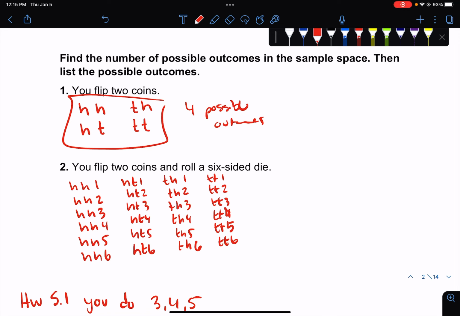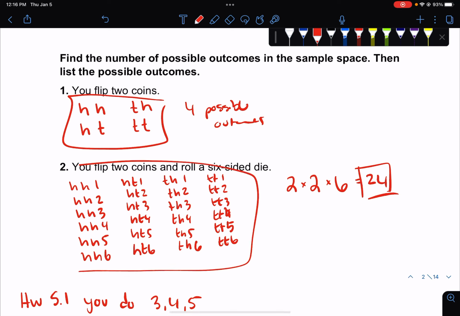All right, so there are all of my possible outcomes. I could count them, or I could say my first coin could be heads or tails, so that's 2 options. My second coin could be heads or tails, that's 2 options. My third event is rolling a 6-sided die, and there are 6 possibilities there. So 2 times 2 is 4, times 6 is 24, which is how many possible outcomes I get if I count all of those together.